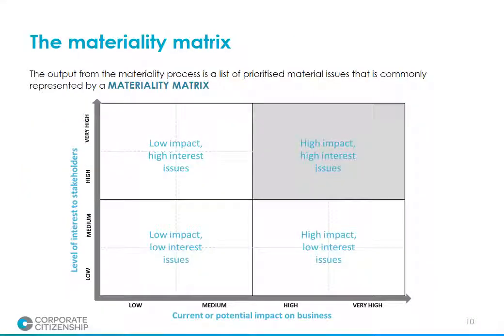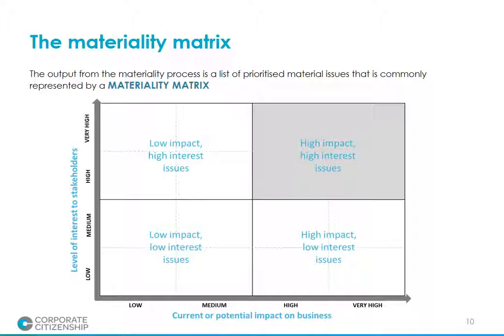So a typical matrix visually represents material issues based on their current or potential impact to the business, which we consider as the x-axis, and the level of interest to stakeholders, which we consider as the y-axis. Developing a matrix requires objective judgment based on the insights that are gained. So in a way, it tends to be more of an art than a science, in that one needs to exercise some judgment and in doing so form a more objective picture of what is important to the business and its stakeholders.